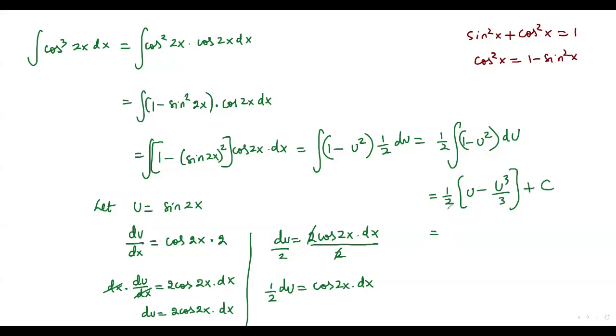We can distribute this 1 over 2 to this u and negative u cube over 3. Then I'm getting u over 2 negative. When I distribute this 1 over 2 to this u cube over 3, this 2 times 3 will become 6. Then I'm getting u cube over 6 positive c.